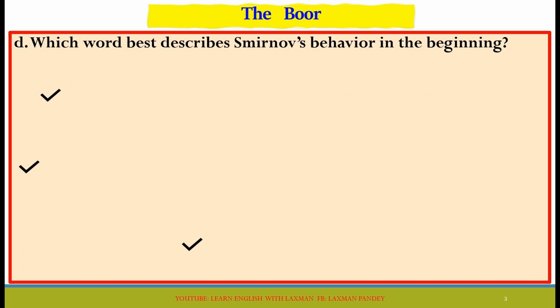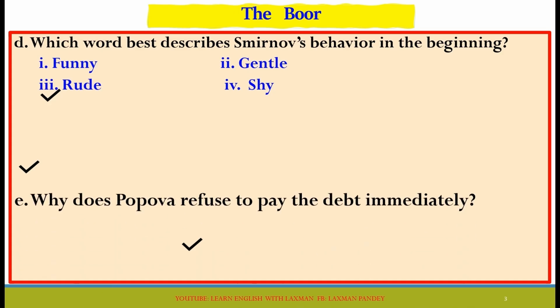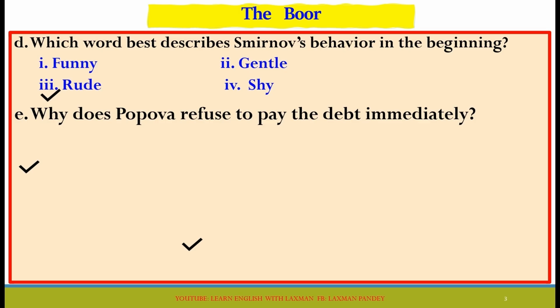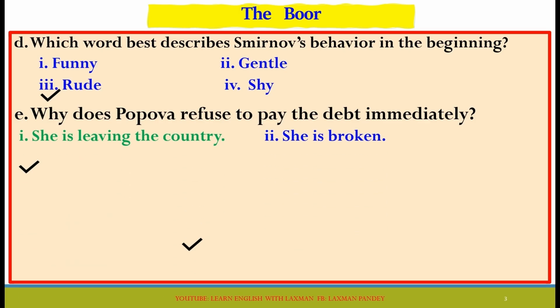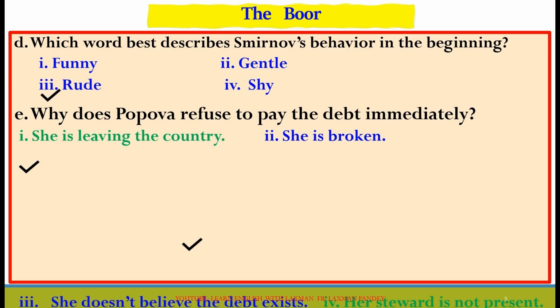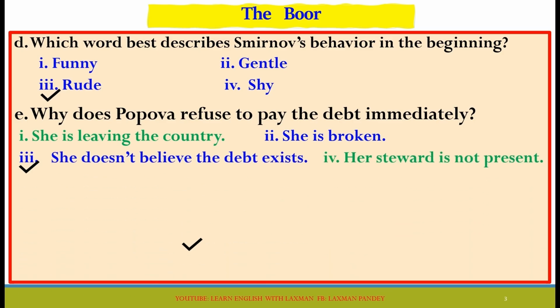Which word best describes Smirnov's behavior in the beginning? Funny, gentle, rude, shy. Correct answer, rude. Why does Popova refuse to pay the debt immediately? She is leaving the country. She is broke. She doesn't believe the debt exists. Her steward is not present. Correct answer. She doesn't believe the debt exists.